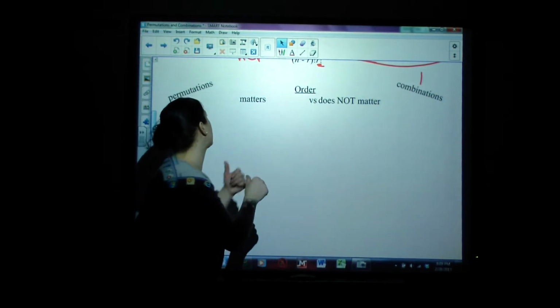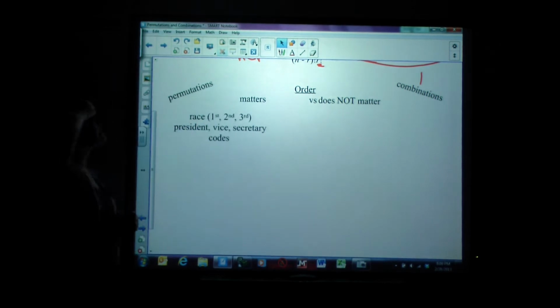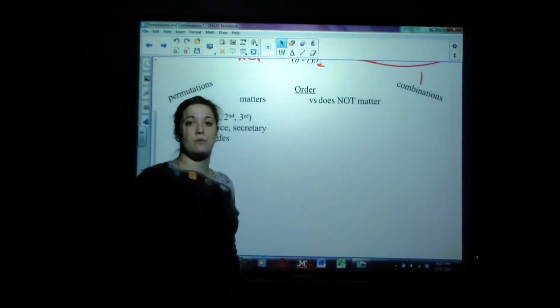So when does order matter? Well, that's things like finishing in a race, finishing first, second, and third. Order matters if you finish first, second, or third. Same with being president, vice president, or secretary. Order matters. Codes, when you put your locker combination in, it matters which number you put in first.